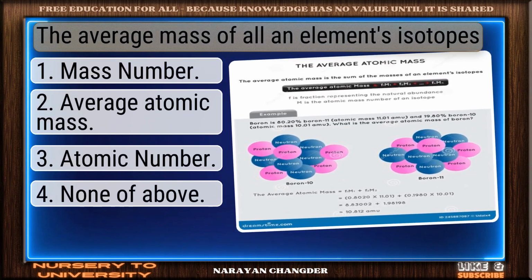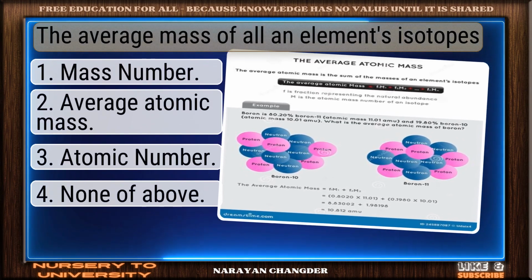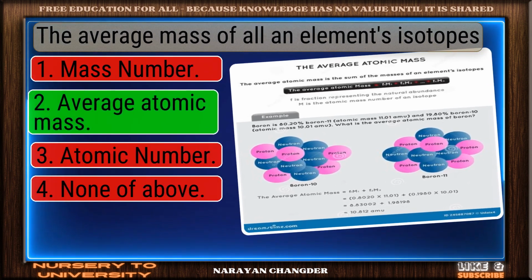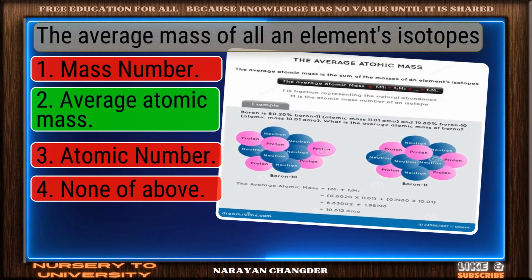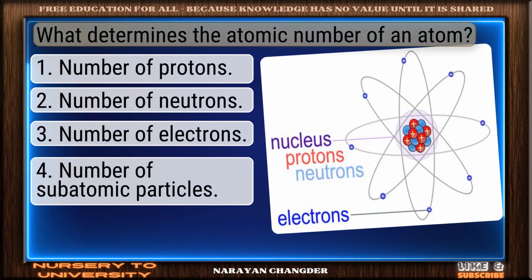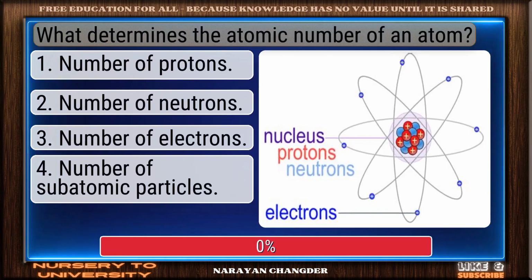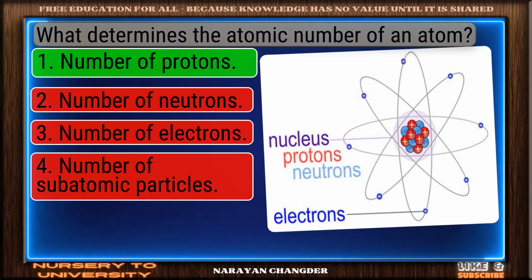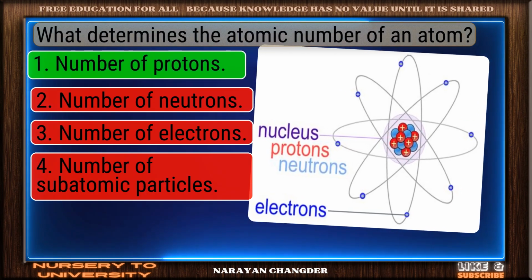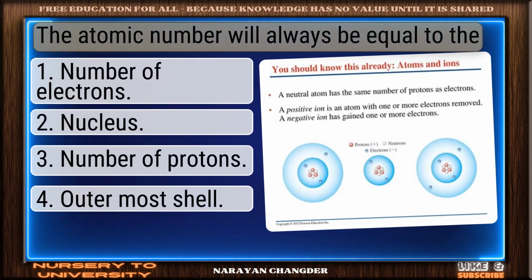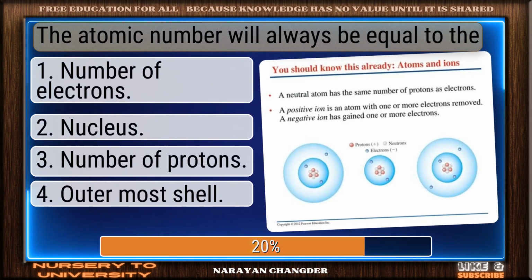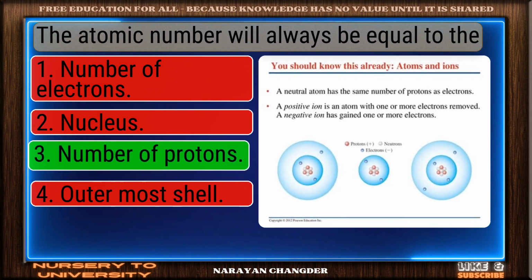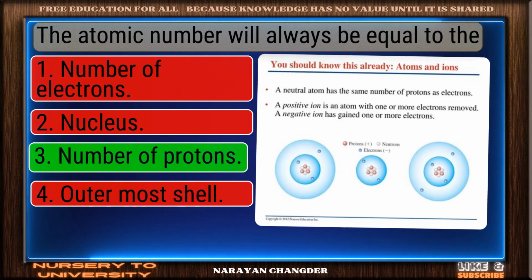The average mass of all an element's isotopes. Clear logic. Your choice average atomic mass is sound. What determines the atomic number of an atom? Perfect. Number of protons is the correct choice. The atomic number will always be equal to the. Excellent choice. Number of protons is the right answer.